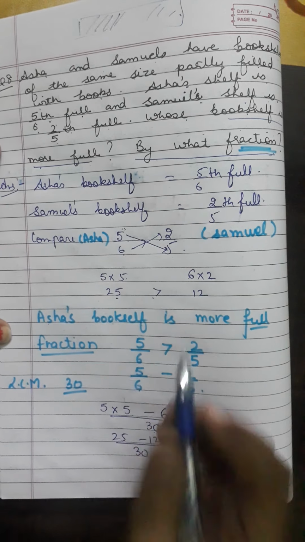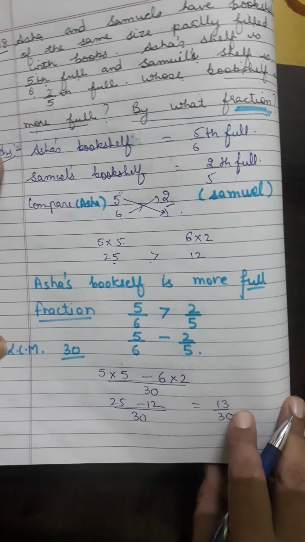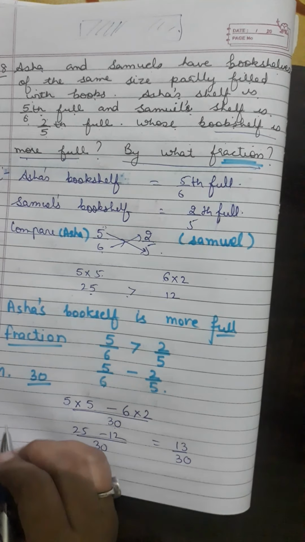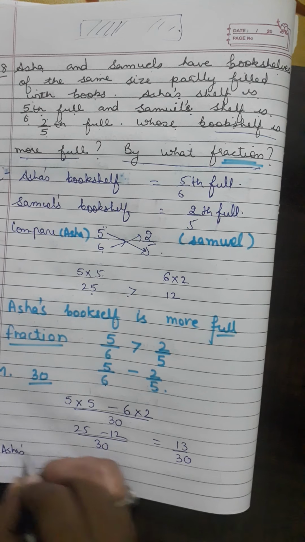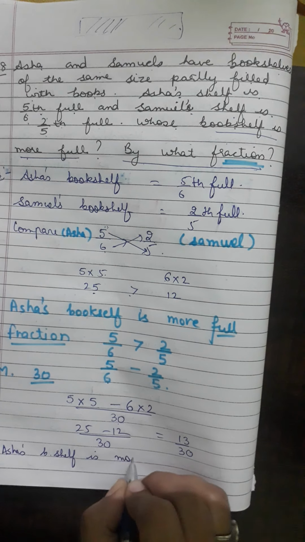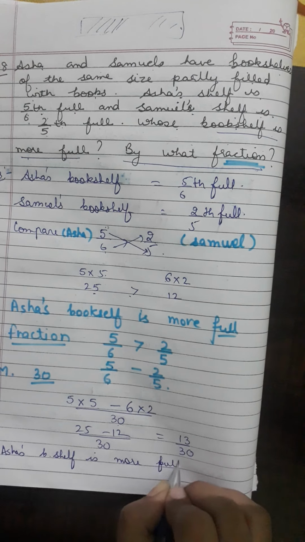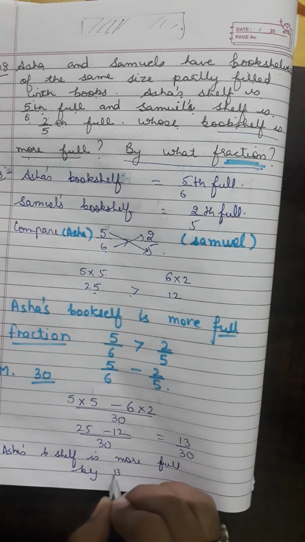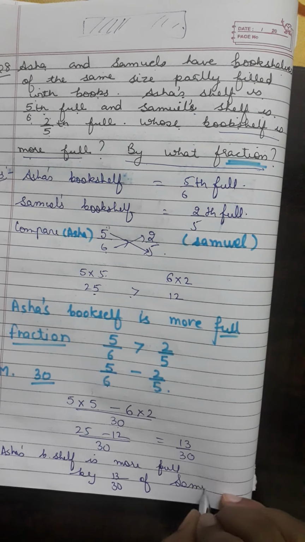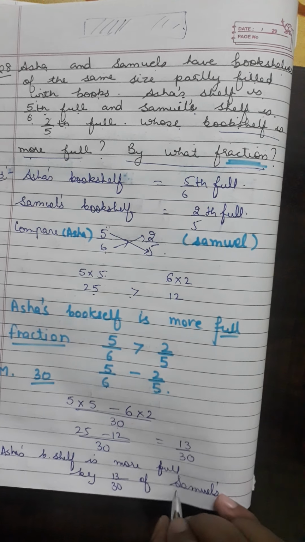So Asha's bookshelf is more full by 13 by 30 of Samuel's bookshelf.